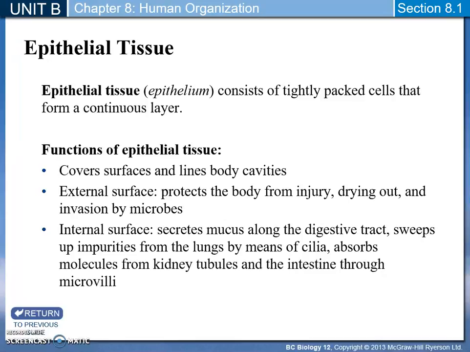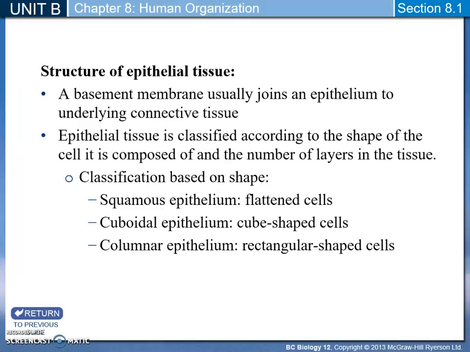The internal surface, lining the inner body cavities, secretes mucus along the digestive tract. It sweeps up impurities from the lungs by means of cilia, and absorbs molecules from kidney tubules and the intestine through microvilli, which, as you recall, are the tiny extensions from a cell that increase surface area.